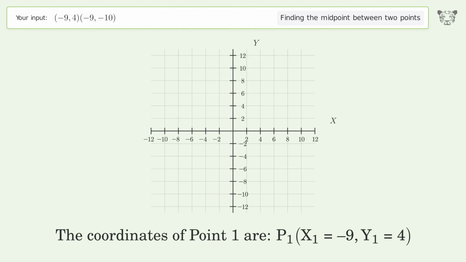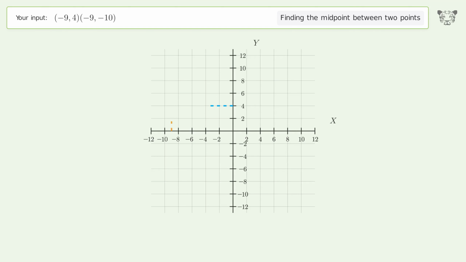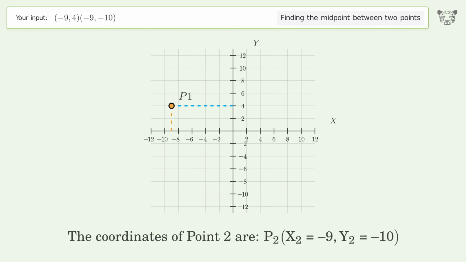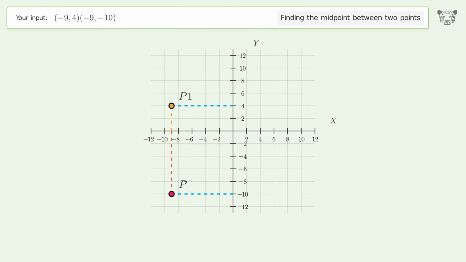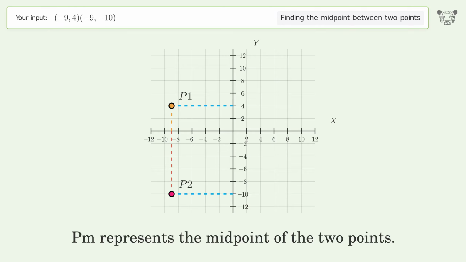The coordinates of point 1 are x1 equals -9, y1 equals 4. The coordinates of point 2 are x2 equals -9, y2 equals -10. PM represents the midpoint of the 2 points.